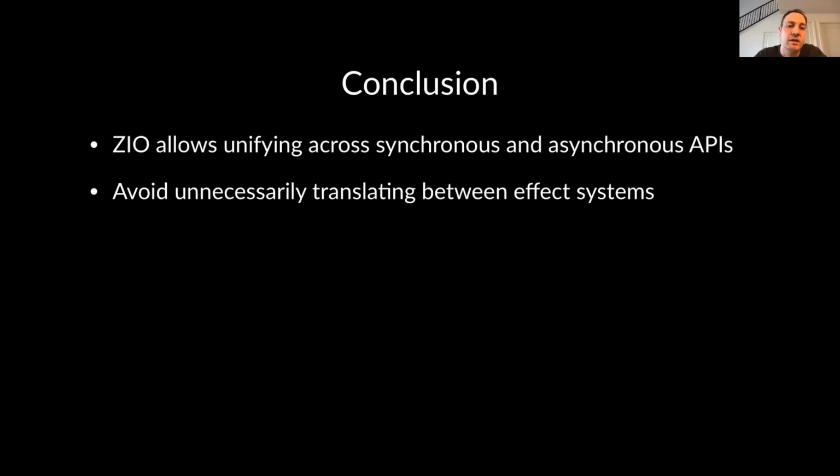The benefit of avoiding unnecessary translation between different effect systems, or in this case, quasi-effect systems. Whenever we go back and forth between ZIO and Future, or ZIO and Java futures, or ZIO and some other effect system that doesn't have typed errors, we end up doing additional work and a lot of times losing information. So if we can avoid that, there's a lot of benefit to doing that. Obviously, sometimes we need to, and that's fine.